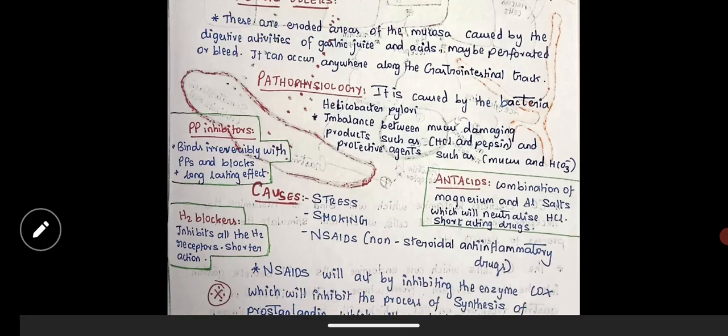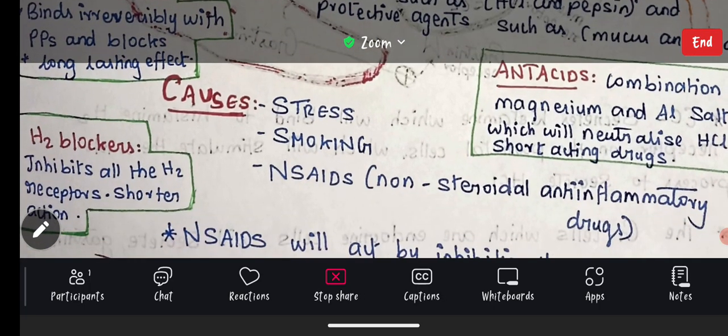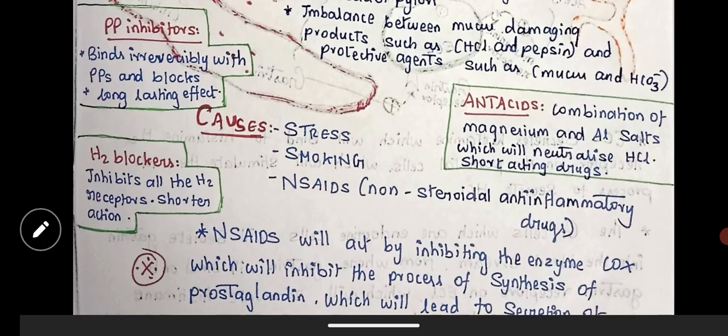Okay, what are the causes of peptic ulcer? So I have mentioned in the green box, those are drugs. Actually I will explain it later.